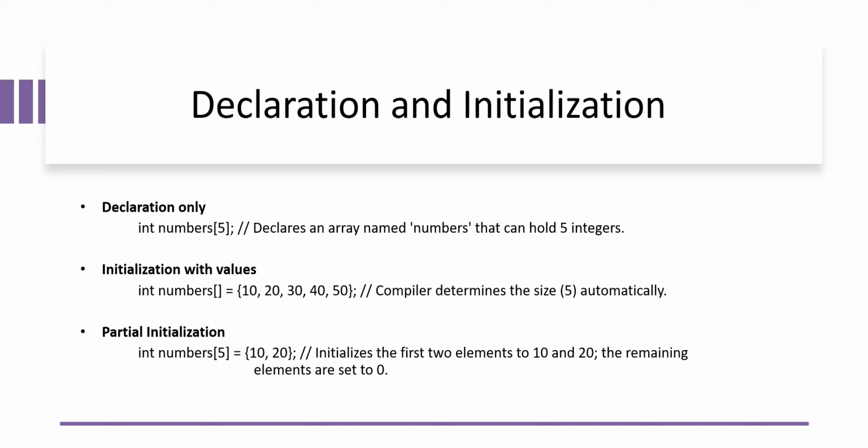There are three ways of declaration and initialization. Declaration only: memory is allocated, values are garbage. Initialization with values: the compiler decides the size automatically. Then partial initialization: remaining elements become 0. This is very useful in default setups.